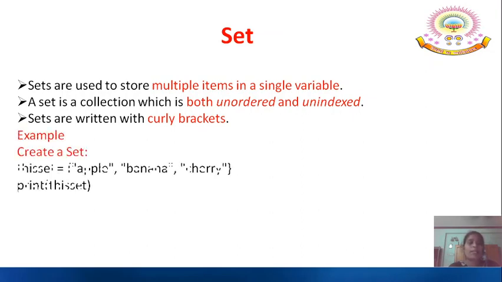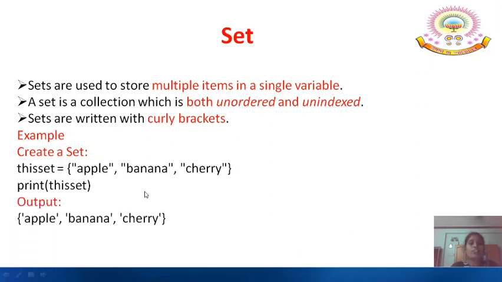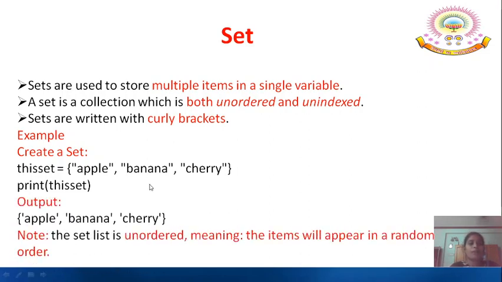So you are creating a set. This set equals to everything, you have to keep it under curly brackets. When you are printing, it will print apple, banana and cherry. Since the set is unordered, that means items can appear in any order.